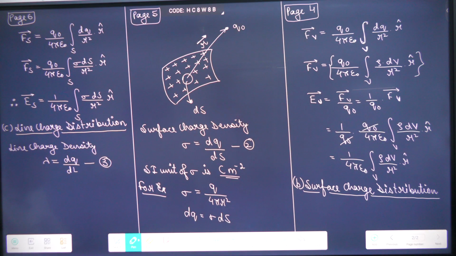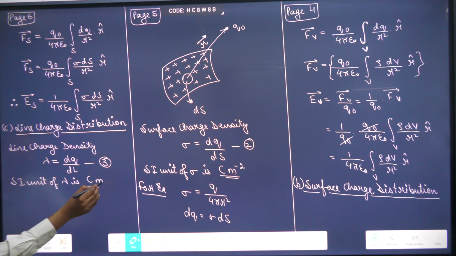Now the SI unit for lambda. It is very clear that this is dq, which means charge, and the unit of charge is coulomb. This is dl, which means length, and the unit of length is meter. So coulomb upon meter means coulomb per meter. The SI unit of lambda is coulomb per meter.